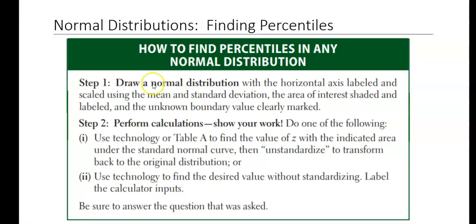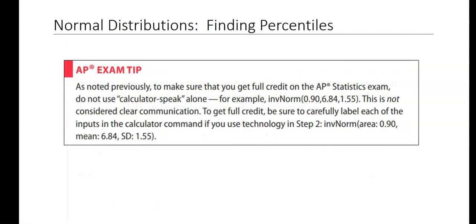I do recommend drawing the normal distribution. It helps you grasp the problem, figure out where the area is. Sometimes it helps. It really helps. It's a great habit to be in. You can use technology, again, to find the standardized value, and then use that to solve it if you want to use algebra, or you just go straight to the answer with the inverse norm. We talked about that, so don't just say the calculator command as your work. I like the way I said it last time: area is 0.9, mean is 6.84, standard deviation is 1.55.